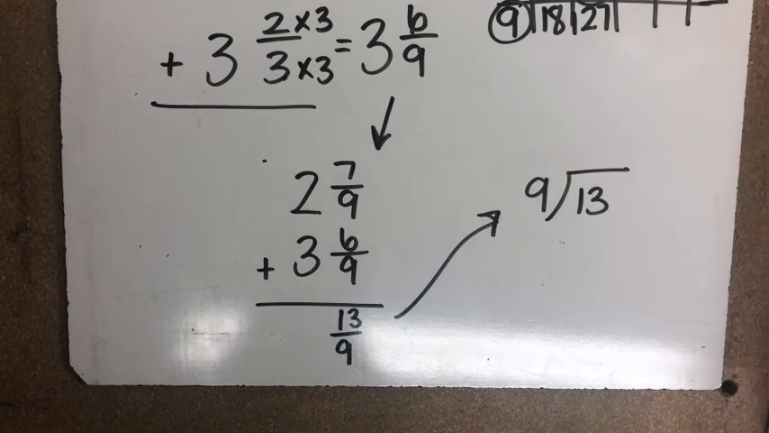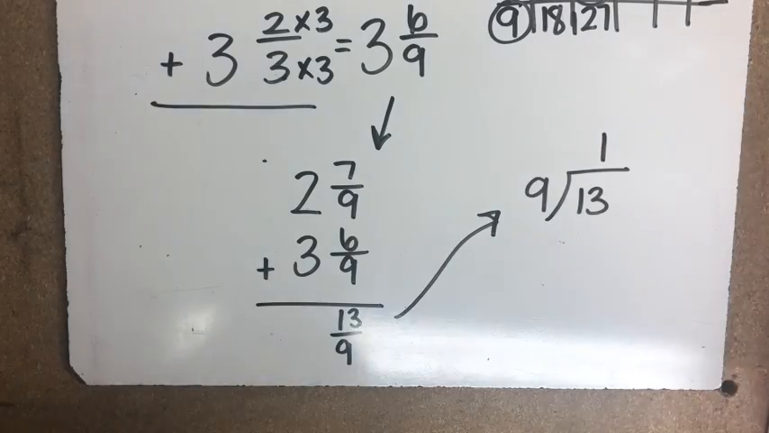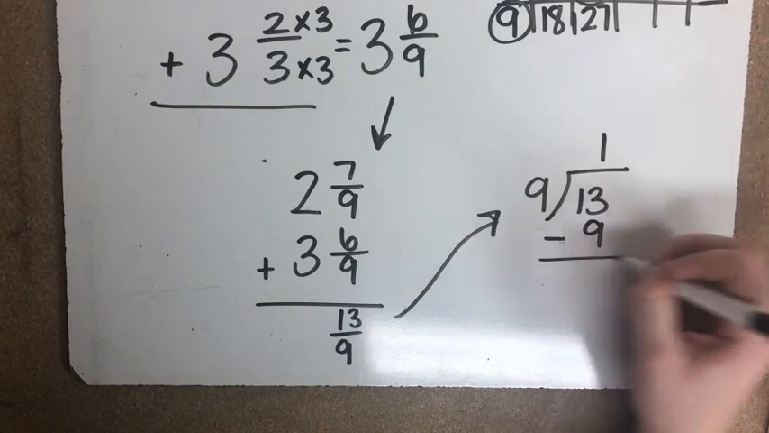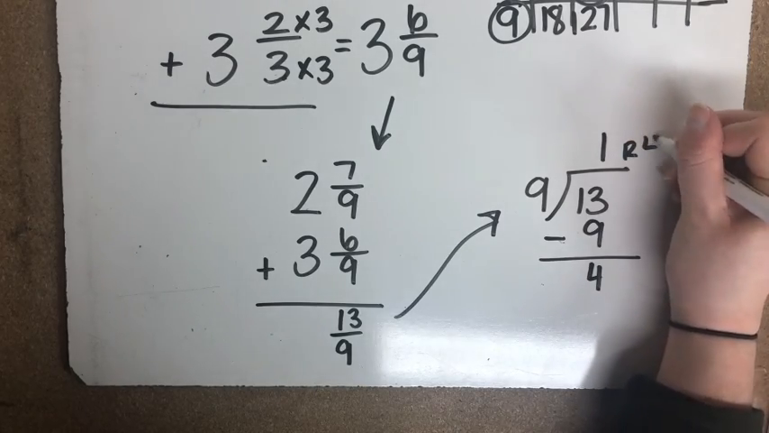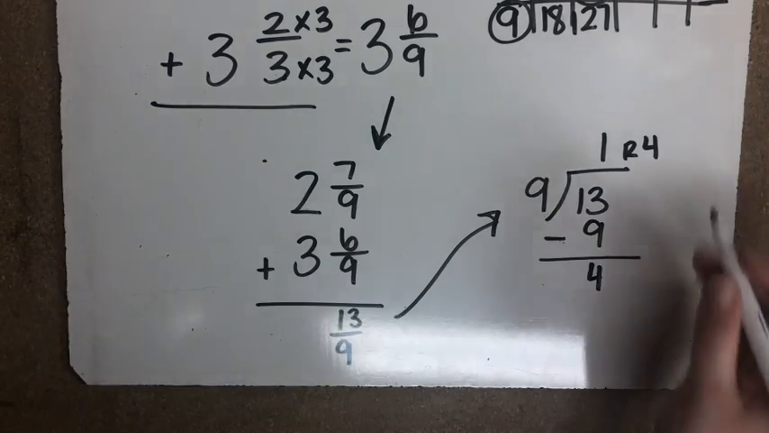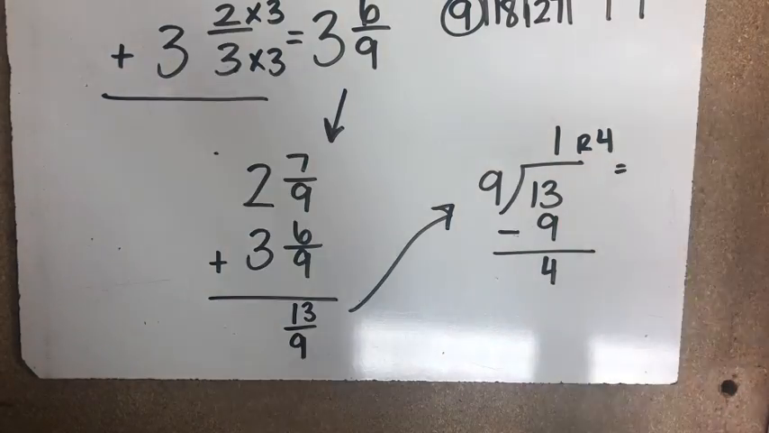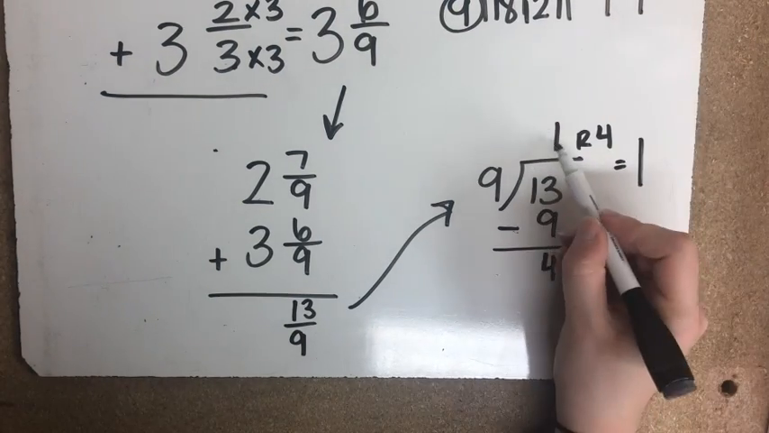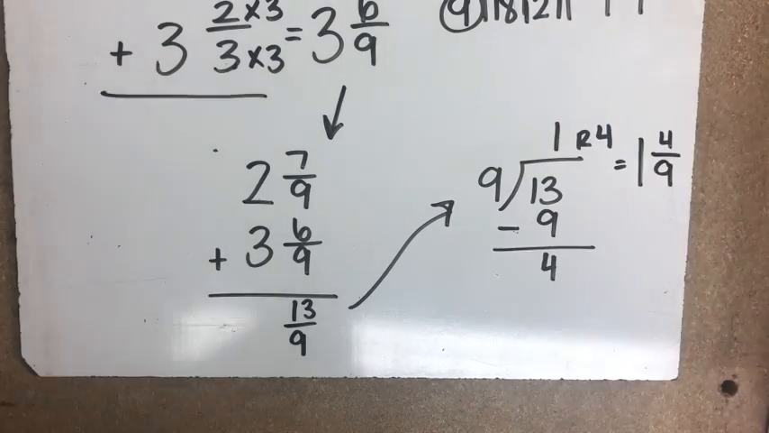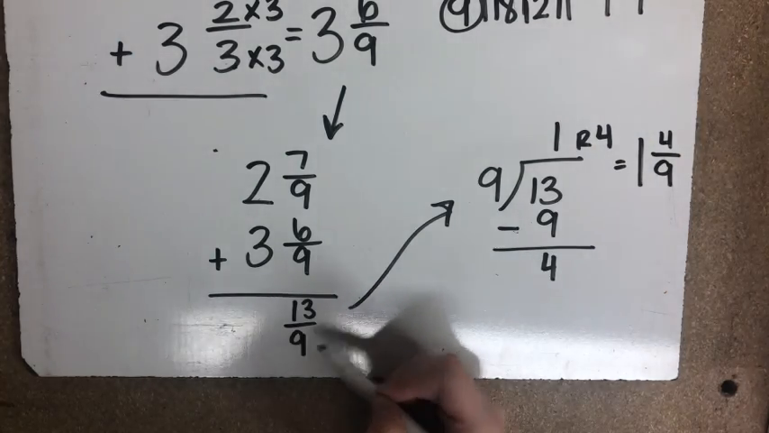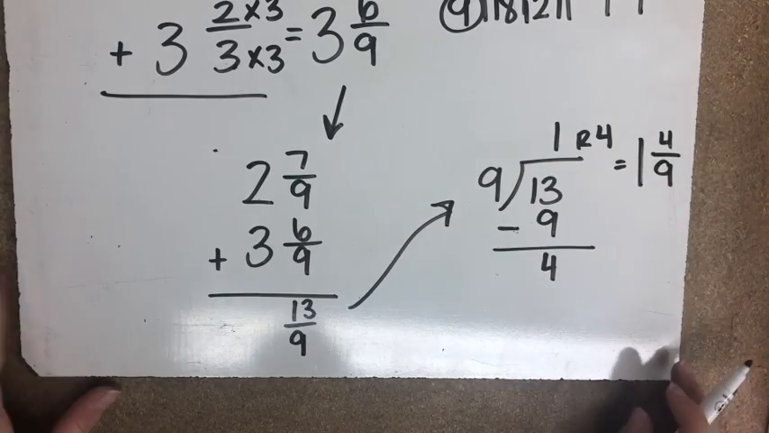Okay, 9 goes into 13 one time. And when you do that, you get a remainder of 4. So if I were to rewrite this as a mixed number, I get my 1 as a whole, 4 as a numerator, and 9 as a denominator. So 13/9 becomes 1 4/9.